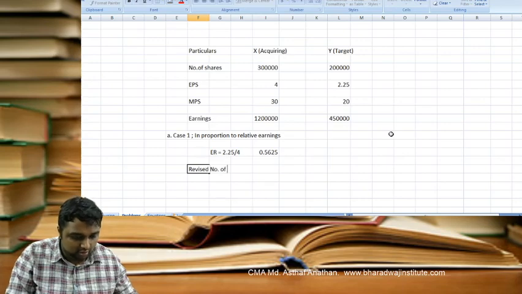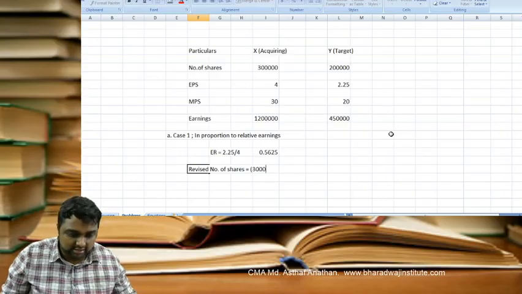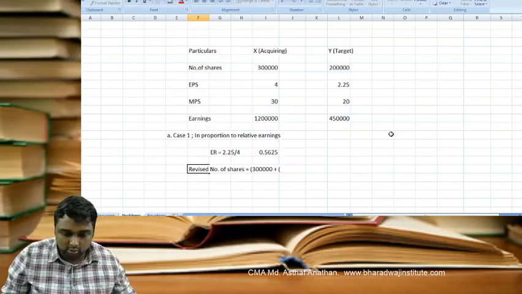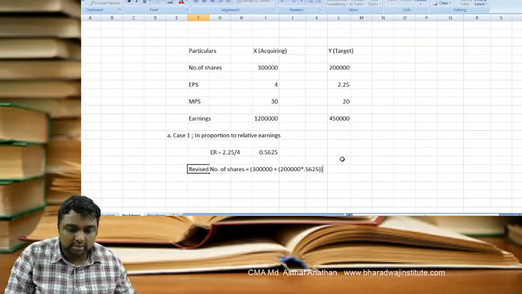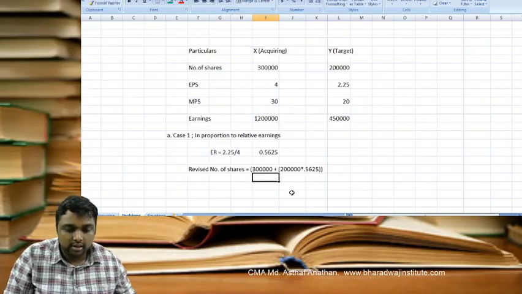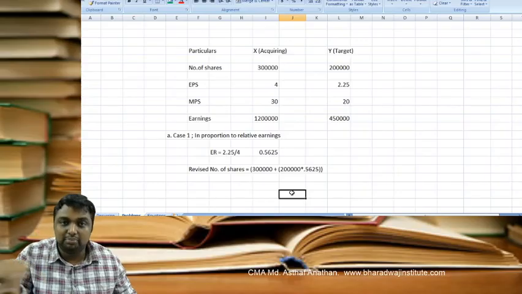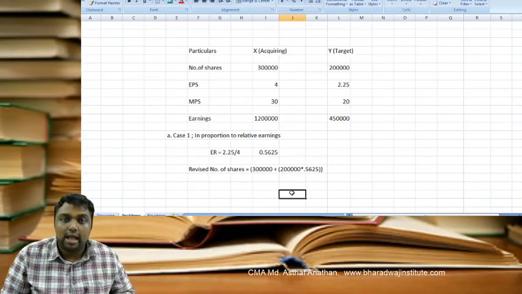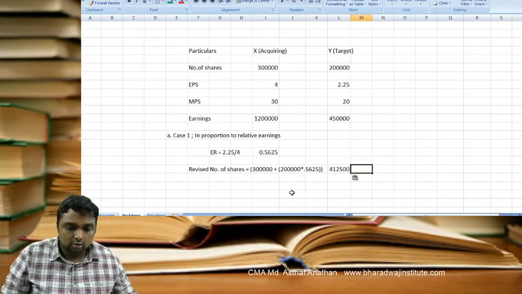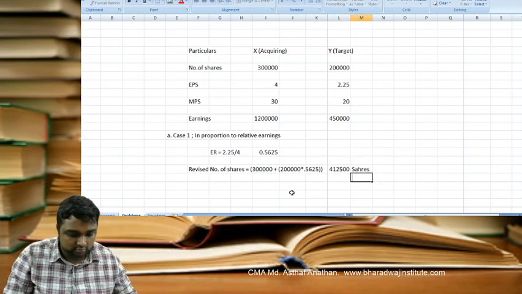Revised number of shares. How to find the revised number of shares? See, existing you have 3 lakh, plus you have 2 lakh shares in the earlier company. You are going to get new shares at 0.565. That means we do everything as a shortcut. Are you clear? That is 3 lakh existing plus the revised. How to find the revised? 2 lakh into 0.565. So what will be the answer? 4 lakh 12,000.